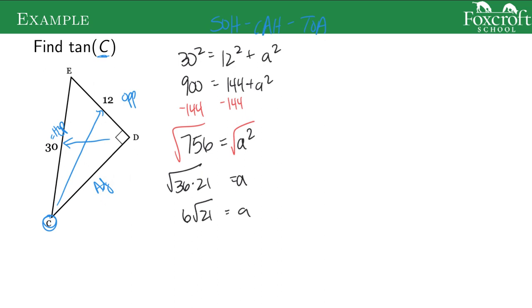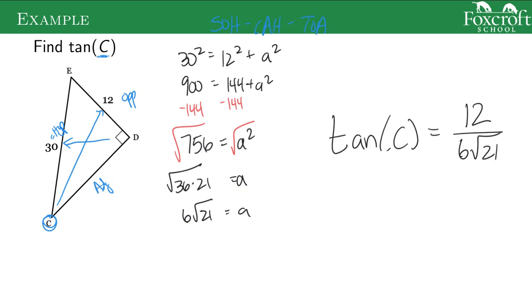All right, so what is my final answer going to be now that I have the value? The tangent of the angle C is TOA, so I put the opposite side on top. And we put the adjacent side, which you just found, 6 square root of 21. All right, and again, the equation has those plus or minus answers. But since we're talking about the side of a right triangle, we just include the positive answer.